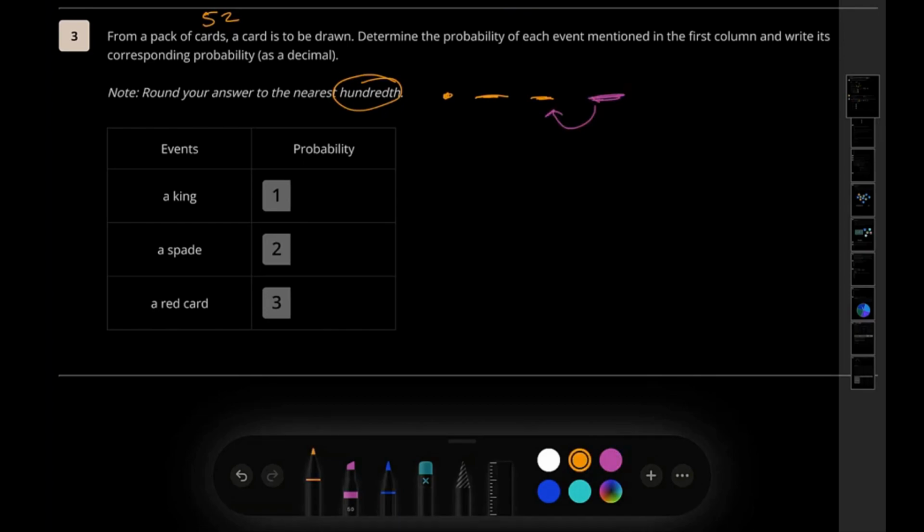Okay, so there are 4 kings. There are spades, that's my spade, clubs, hearts, and diamonds. And there are 4 of them, so that would be 4 out of 52, which would give me 1 out of 13. And if I put that into my calculator that I have right in front of me, 1 divided by 13, 0.0769. So we're going to round up because this is 5 or higher, so this would be 0.08.